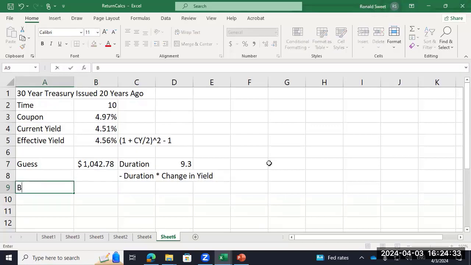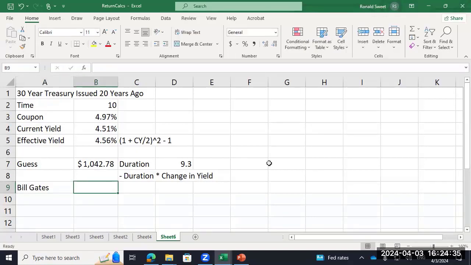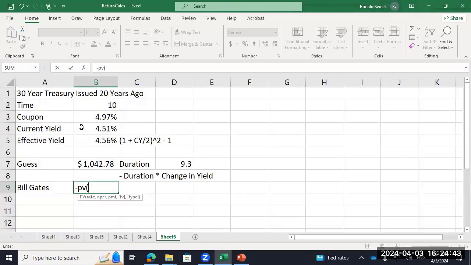And then we'll do Bill Gates. What does Bill Gates say? Y'all remember this one? PV. What's the rate here? Well, it's 2.51, but you have to divide by 2. What's the number of periods? 20, right? 10 years. Y'all should be able to do this on your calculator. You don't get Excel on the exam, but you do get Excel on the FactSet exam. What's the payment here?